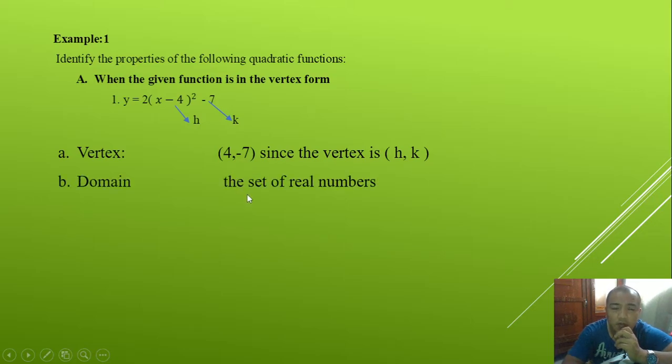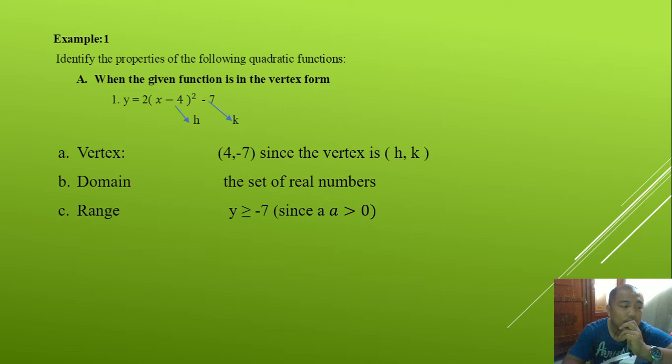The domain is always the set of real numbers for any quadratic function. For the range, y is greater than or equal to -7. Why -7? Because it's k. y is greater than or equal to k. Right? For the range of a quadratic function, whatever k is, y is greater than or equal to k, because a is positive. If a is negative, the range is less than or equal to.